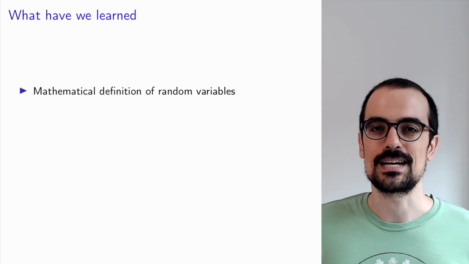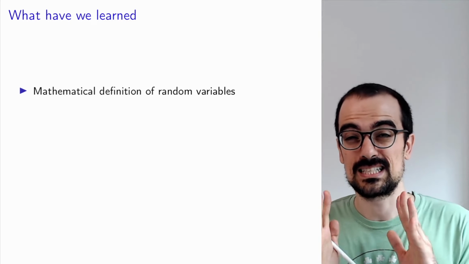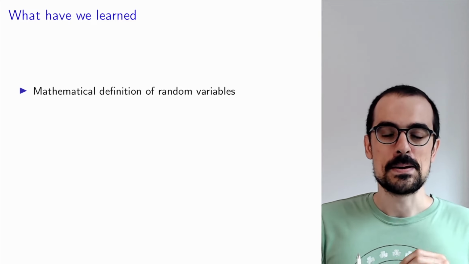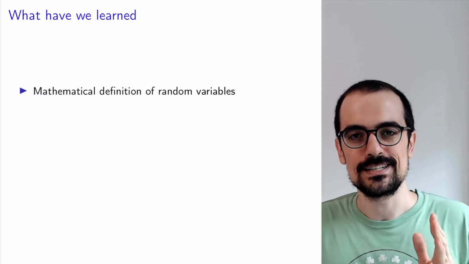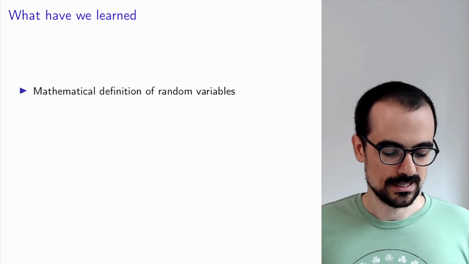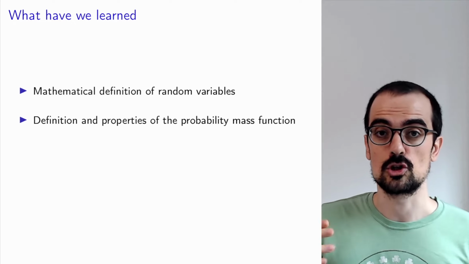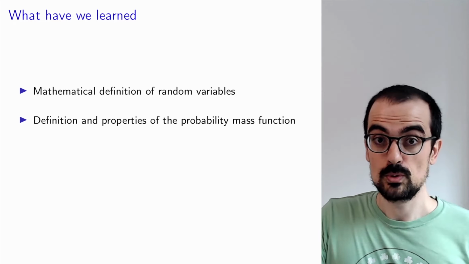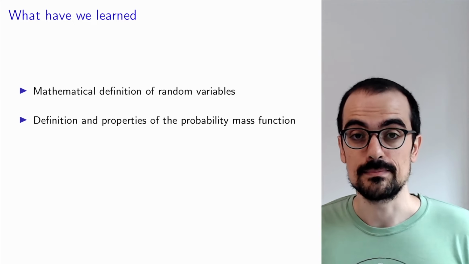And that's it. So what have we learned? We have learned about the mathematical definition of random variables, which is very intimidating, but we don't really need that much to do data science. It's good to be aware of it. There's a motor in the car, but when you're driving, you don't have to care too much about it. Then we defined the probability mass functions and saw some of their properties, and that's really what you're going to use when you're manipulating random variables, and that's what you're going to estimate from data.